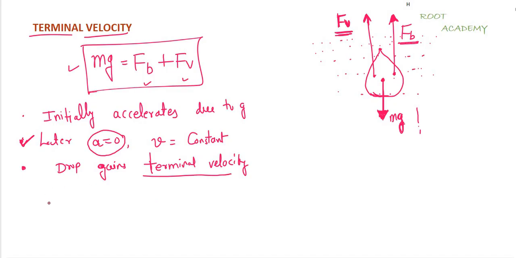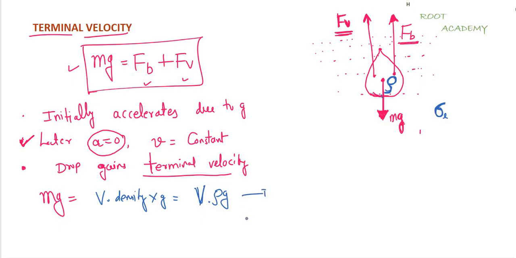So let me write down all the forces. The first is m into g. The mass formula is volume into density. So here V is the volume of the drop, and the density we are considering of the drop is rho, into g. So this is the first force, which is downward.